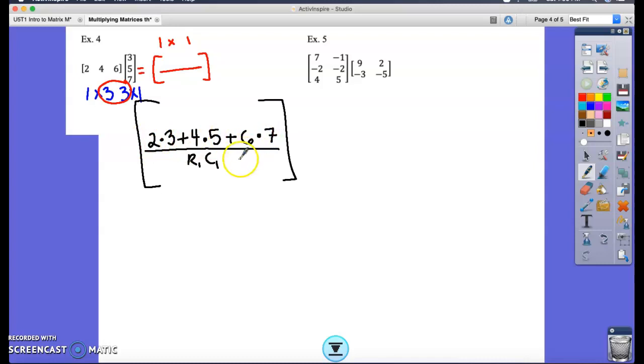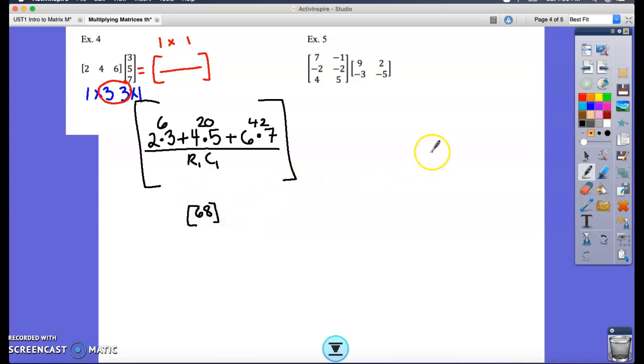So this isn't that bad. I'm ready to go. I'm going to get one final answer, one final number. 2 times 3 is 6. 4 times 5 is 20, and 6 times 7 is 42. 6 plus 20 plus 42 will give me, what? 62? 68 is the final answer, and I'm just going to put that right here. That's it.